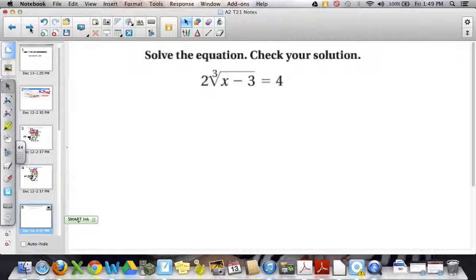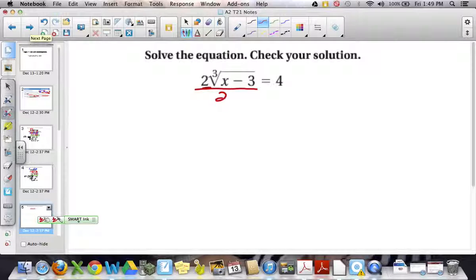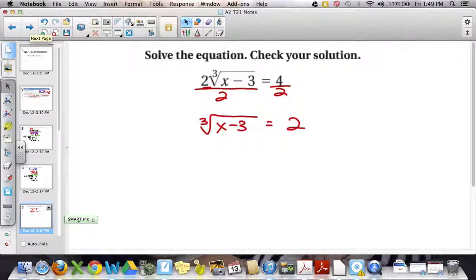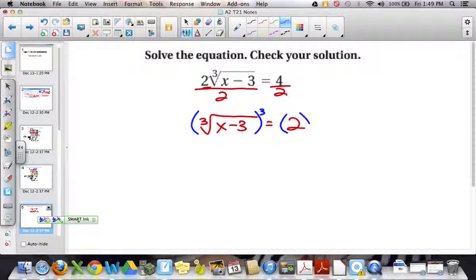All right, so for this one, we first have to get rid of this 2 because we want to, again, isolate the radical, so we're going to divide both sides by 2. That leaves me with the cube root of x minus 3 equal to 2. So now I've isolated my radical on the left side, so I can raise each side to the same power to undo that radical. So each side goes to the third power.